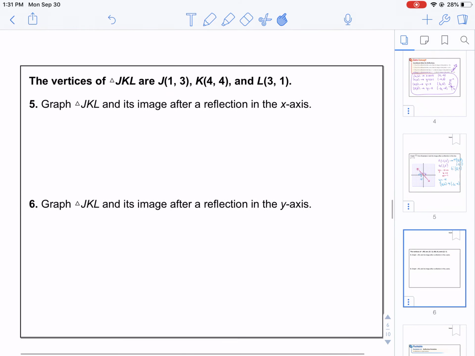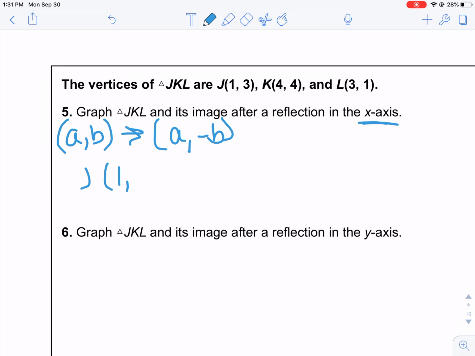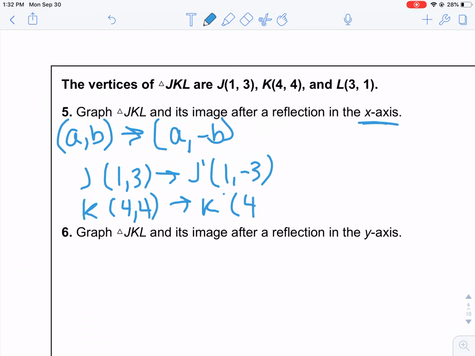Now we're going to our next example, and these I'm not going to graph, we're just going to walk through them real quick. If I'm going across the x-axis, the rule is that (a, b) becomes (a, negative b). So we leave the x alone and we just change the y. If J is at 1, 3, then J prime is at 1, negative 3. If K is at 4, 4, then K prime is at 4, negative 4. If L is at 3, 1, then L prime is at 3, negative 1.